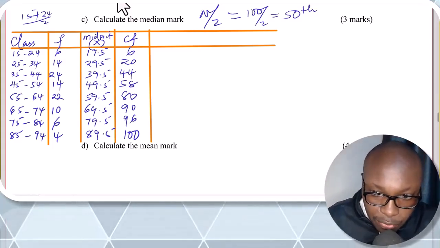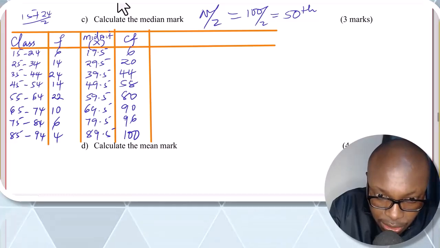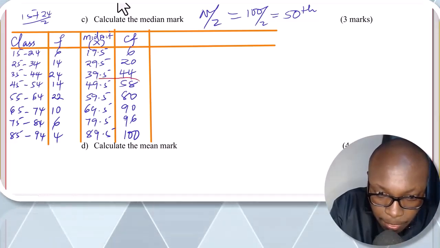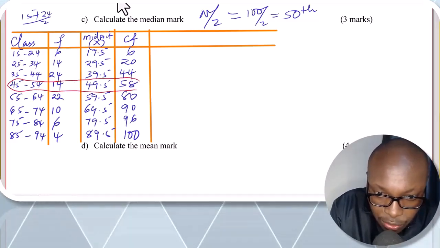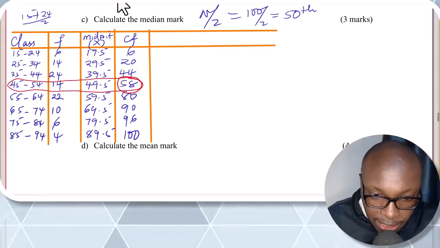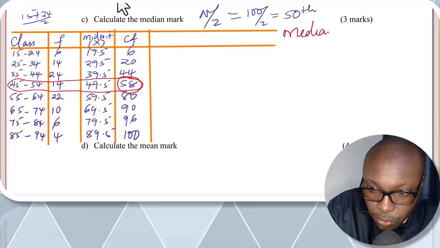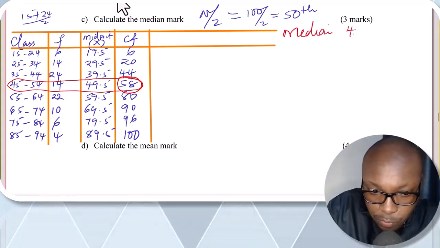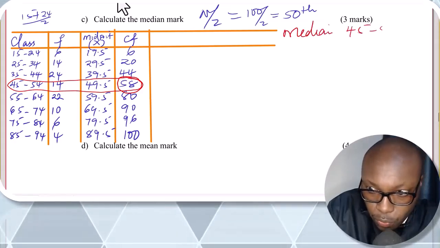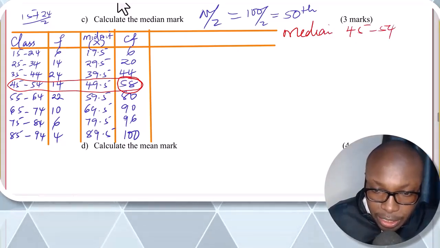So where do we have the 50th student? In which class? The 50th student is actually here, where we have 58. The 50th student is in that class. So the median class is 45 to 54. Now, having that, we can get the median.